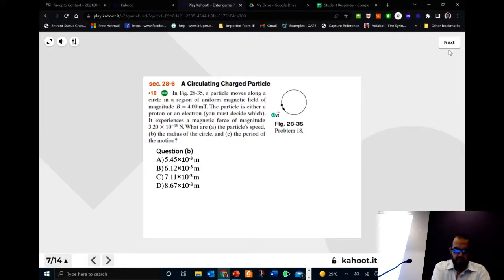A particle moves along a circle in a region of uniform magnetic field B, 4 millitesla. The particle is either a proton or an electron. You must decide that. It experienced a magnetic force of magnitude 3.2 × 10^-15 newtons. What are the particle speed, radius of the circle, and the period of motion? So you're asked only for B, which is the radius of the circle.